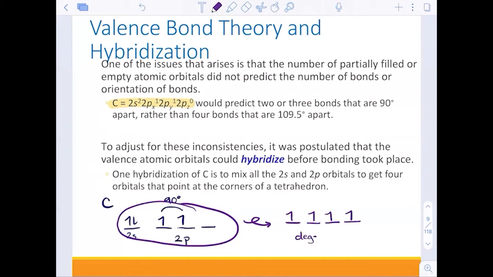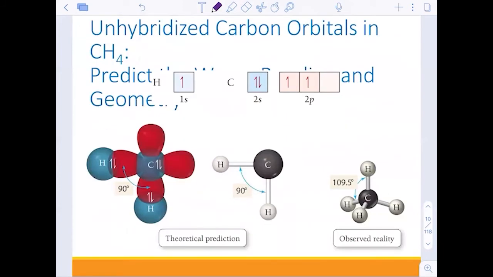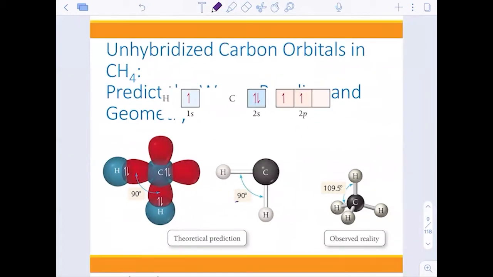Now, if we remember what the word degenerate means, degenerate means equal in energy. We are trying to make equal little cupcake orbitals for our central atoms. Now, when we look at this, what we want to be able to see is carbon does not bond as theorized with valence bond theory originally, or quantum mechanics. What it actually does is a tetrahedral when we have single bonds.